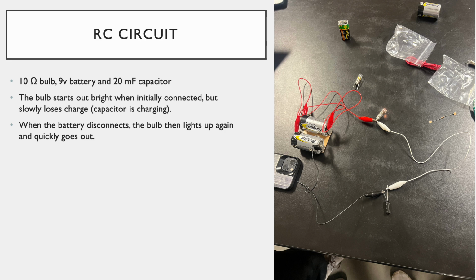Now we're looking at an RC circuit, which we built. It has a 10 ohm bulb, a 9 volt battery, and a 20 millifarad capacitor. The bulb starts out bright when initially connected, and it slowly loses charge. And when the battery disconnects, the bulb lights up again, but it quickly goes out.